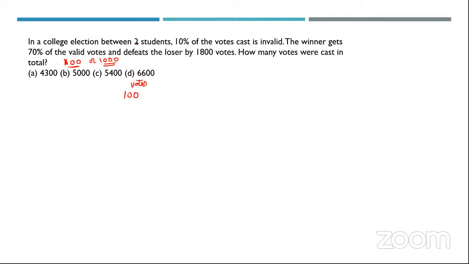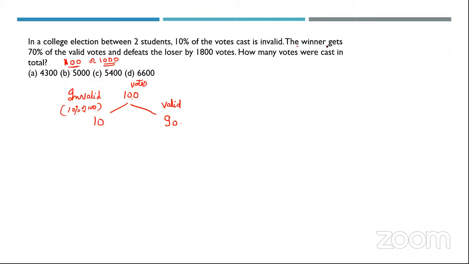All right. Two candidates. 10% of the votes cast is invalid. So 10% of 100 is what? 10% of 100 is equal to 10. So these are invalid votes. So out of 100, if 10 are invalid, how many will be valid? 90. So 90 are valid votes.